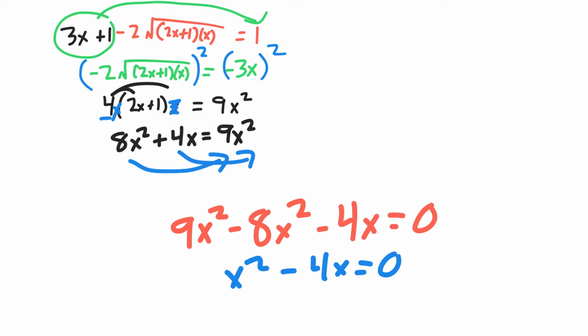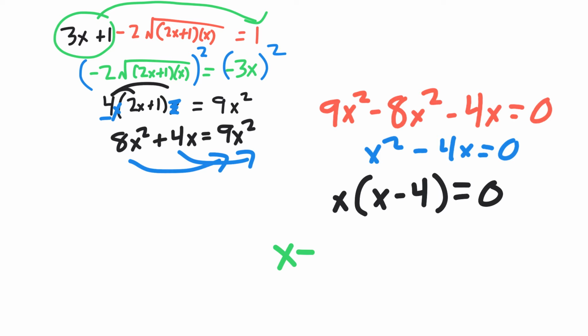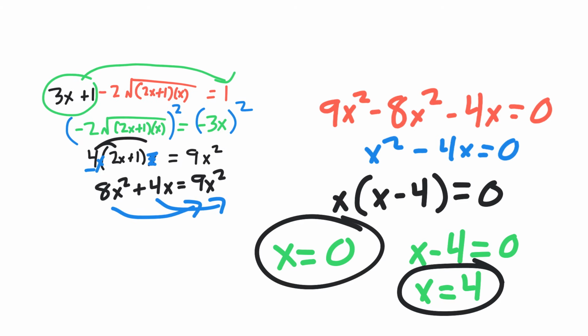So I've got two terms equal to 0, so I want to try to factor. Is there a GCF? Yes. x times (x minus 4) equals 0. So two things multiply to be 0. That means either the first thing is 0 or the second thing is 0. So my two possible solutions are x being 4 and x being 0.